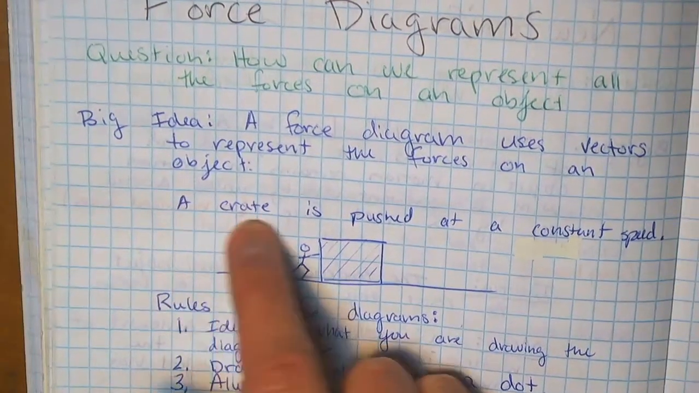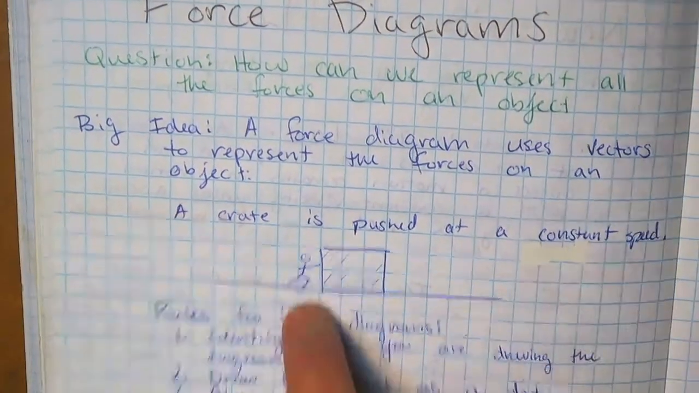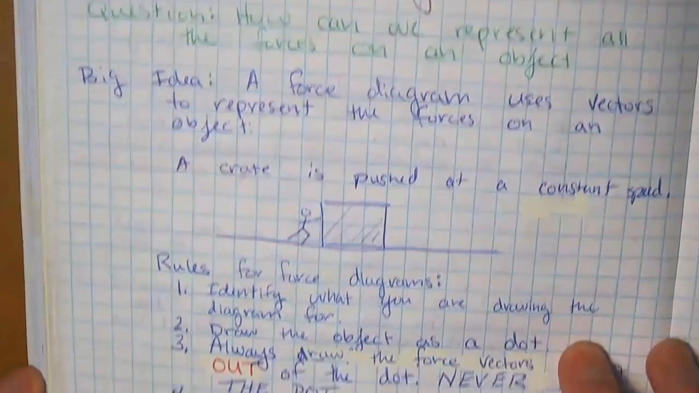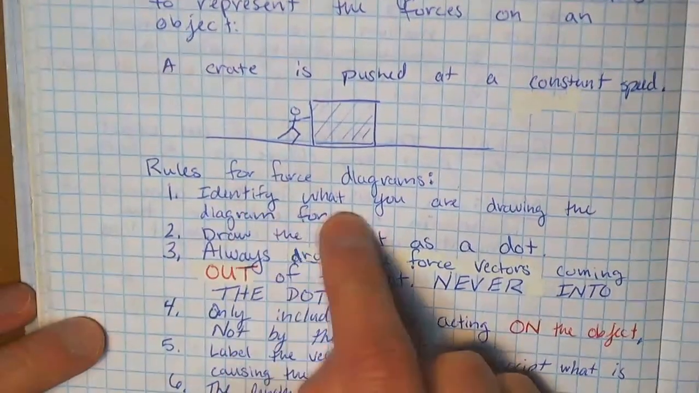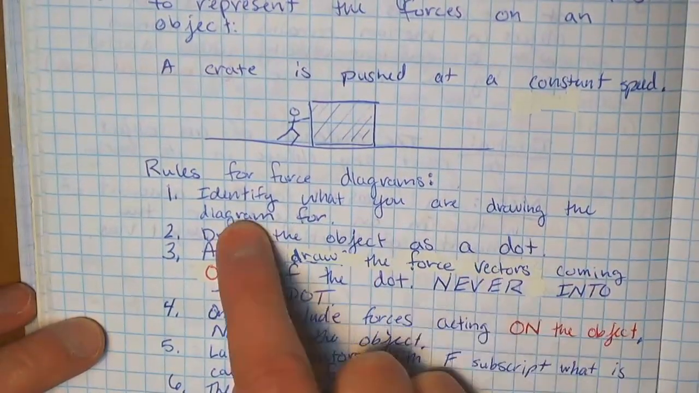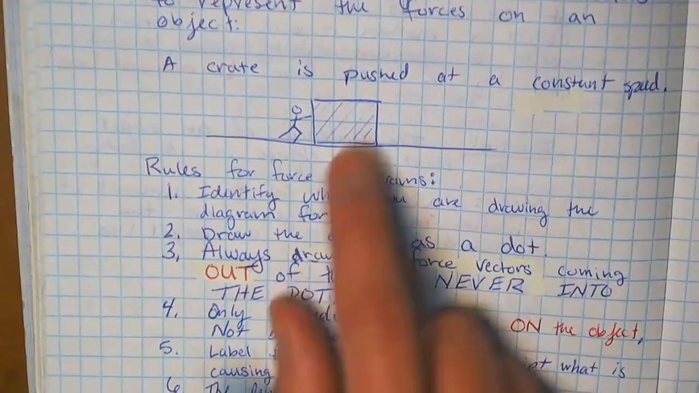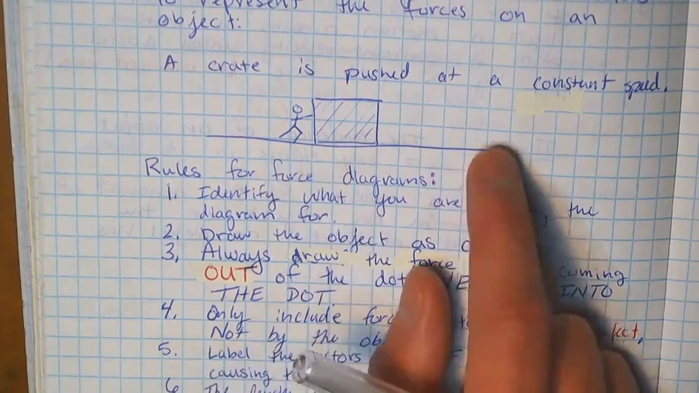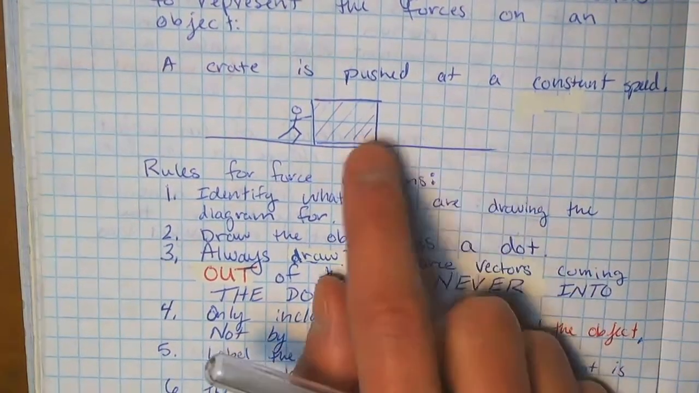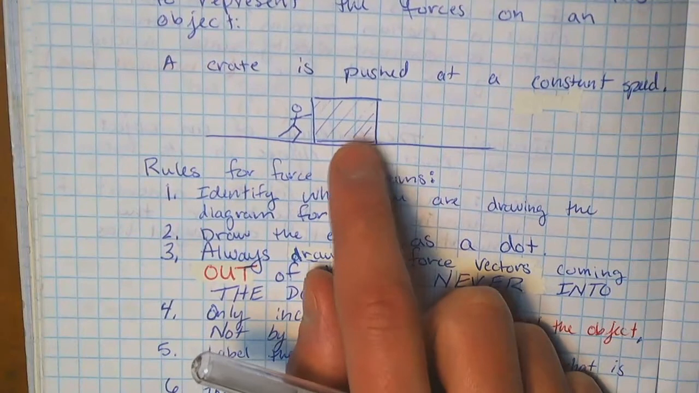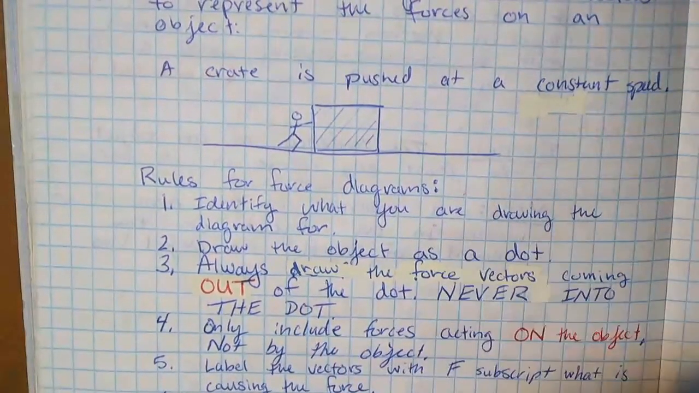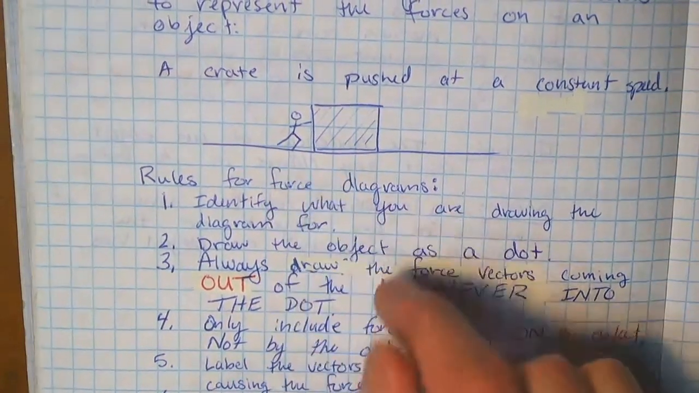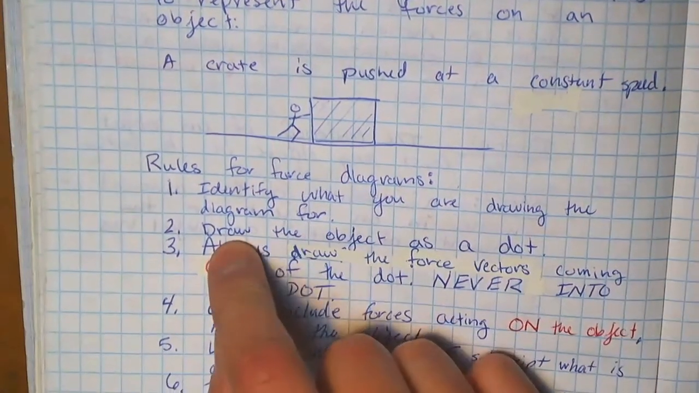So let's imagine that we have a crate that is pushed at a constant speed. Here's a little picture of a person pushing a crate. The rules for the diagram are as follows. The first thing you want to do is identify what you are drawing the diagram for. In this case, are we drawing it for the crate, the person, or the ground? We're going to be drawing it for the crate. It's usually the inanimate object in the diagram, generally speaking. It's less common for it to be the person, though not unheard of.